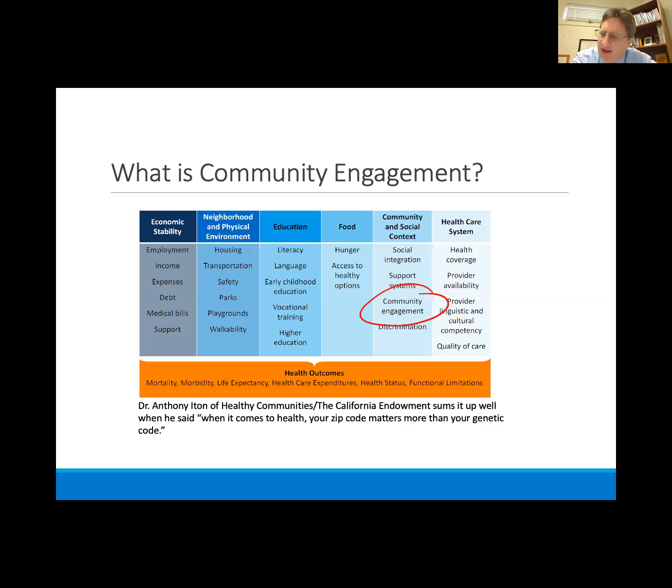What's kind of frustrating, though, is the disparity we see. And I think Dr. Anthony Iton of Healthy Communities and the California Endowment sums it up quite well when he said, when it comes to your health, your zip code matters more than your genetic code. And we're seeing disparity now with this virus outbreak. The most vulnerable are dying of coronavirus at alarming rates, much higher than others. Why?